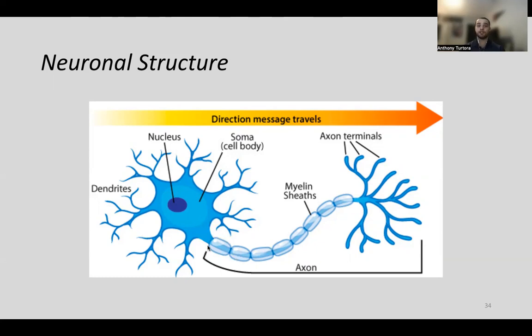The myelin sheaths here speed up conduction of the action potentials. In the CNS, they're produced by oligodendrocytes, and in the PNS, they're produced by Schwann cells. However, we'll talk a little bit more now about how the electrical signal is transferred from the dendrites to the cell body and through the axon.